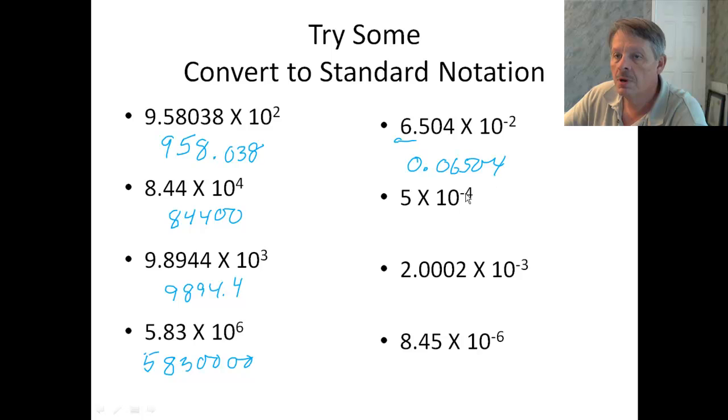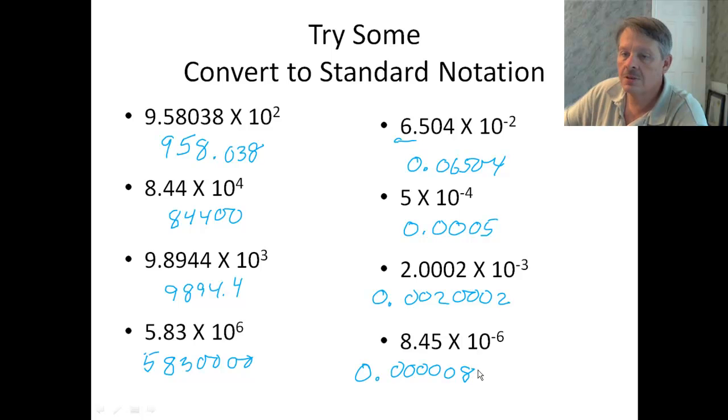0.06504. This is going to be 0.0005. This is going to be 0.0020002. And this is going to be 1, 2, 3, 4, 5, 6, 45. I had to move it 6 positions to the left.